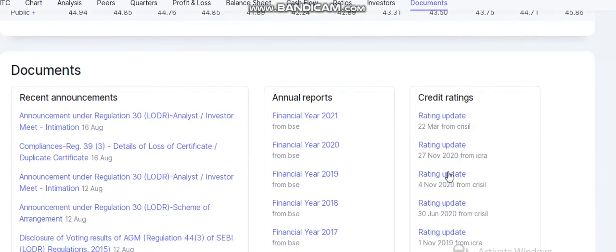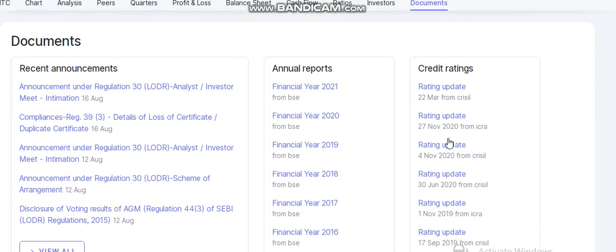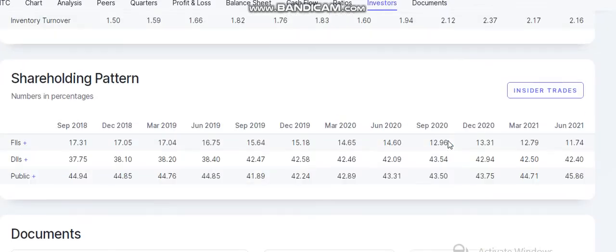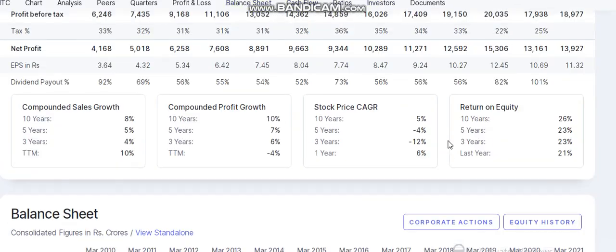If you want any documents, you can go to recent announcements: what are the announcements, LODR, analyst and investor meet intimation, compliances, financial year. If you want annual reports, credit ratings, or to check all the details, you can check. They have already given each and everything.